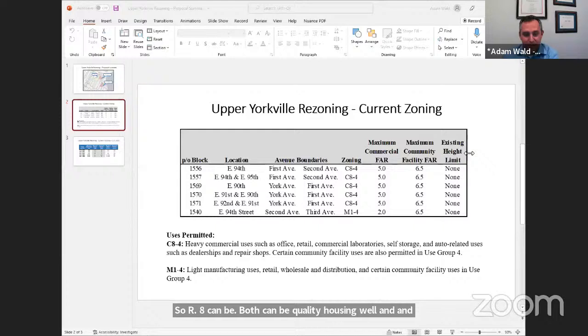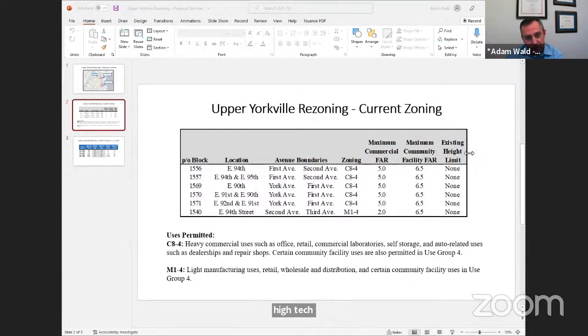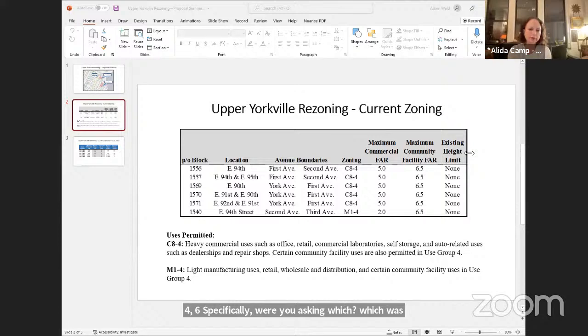There's also C2-8 on the avenues. In the mid-blocks, there's a mix of R8B, R8 and C4-6. So specifically, where are you asking? Well, specifically what the adjacent blocks going further west look like residentially.